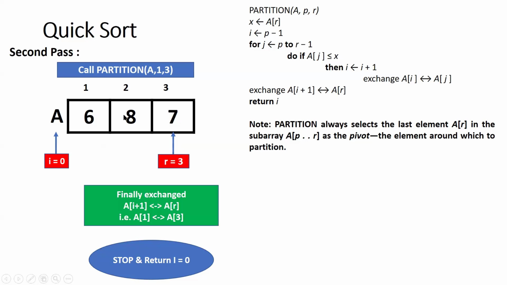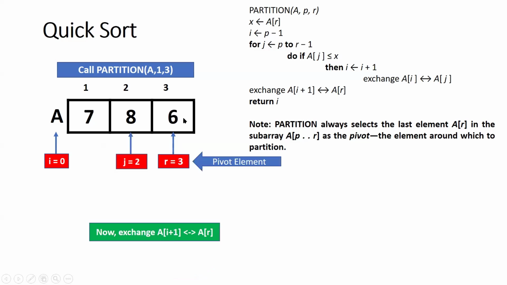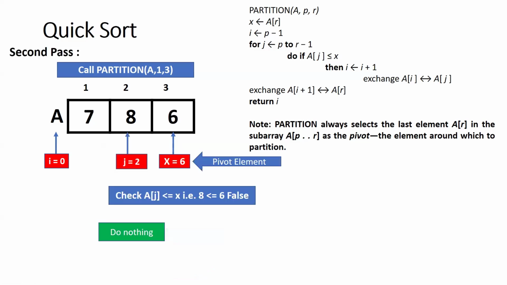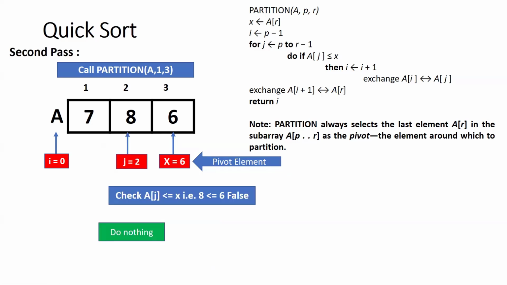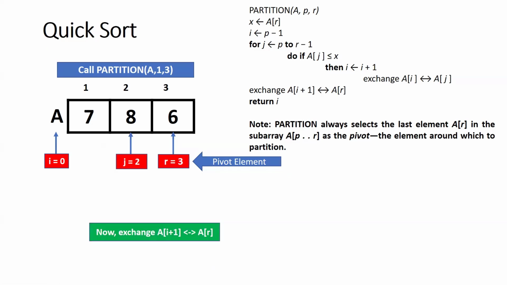One part, this part is clear. 6, 8, 7. But 8 should be on the right side. Clear? Just a minute, check it again. When we compare 7 with 6, because 7 is greater than 6, no change. Come to the 8. 8 is again greater than 6, no change. Clear? Now J is 2, R is 3, I is equal to 0.